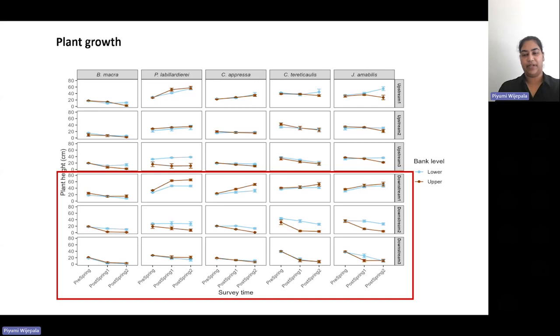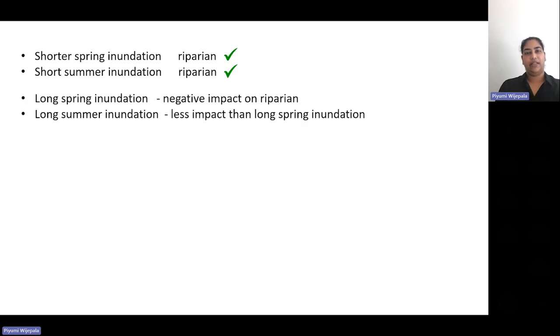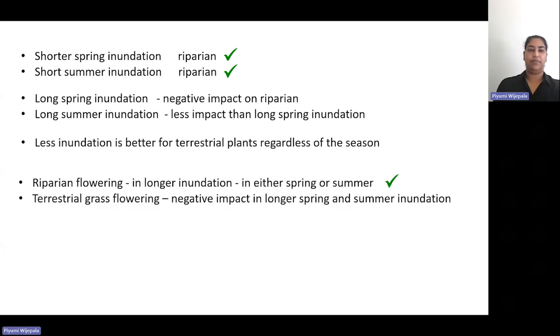And based on these 2 experiments, I'd like to summarize what these results tell us so far. So shorter spring and shorter summer inundation seems to be beneficial for the riparian plants. And longer spring inundation seems to have a negative impact on riparian plants compared to longer summer inundation. But with the terrestrial grasses, we can see less inundation is better regardless of the season. And when it comes to reproduction or flowering, riparian plants tend to flower in longer inundation, either in spring or summer. But terrestrial grass flowering had a negative impact in longer spring and summer inundation.